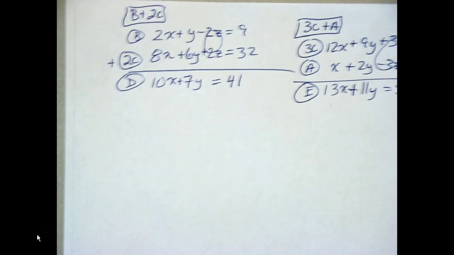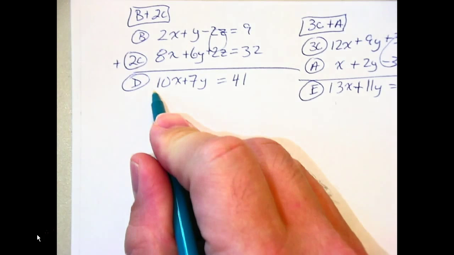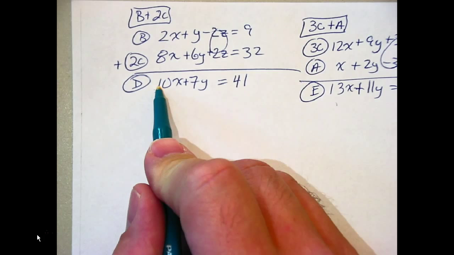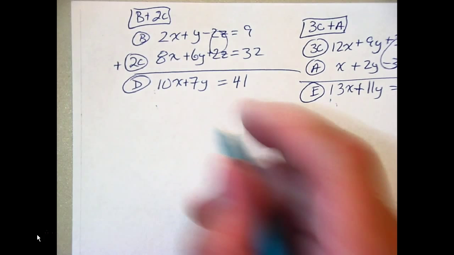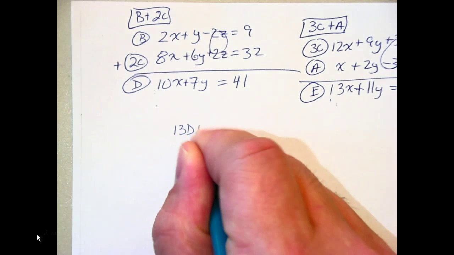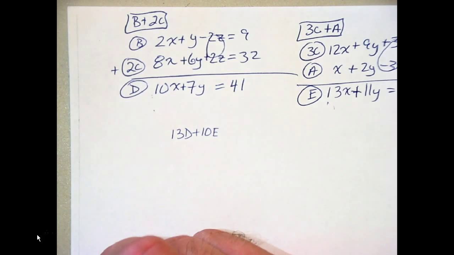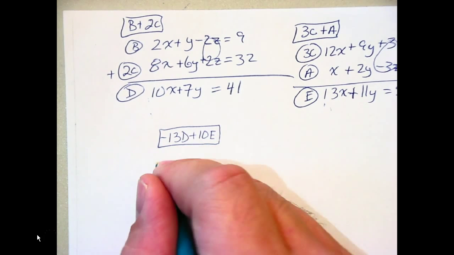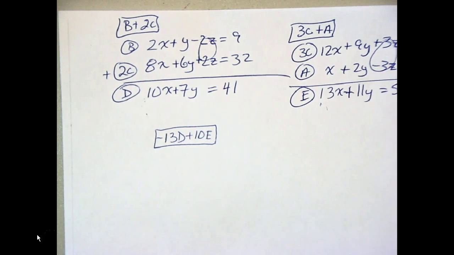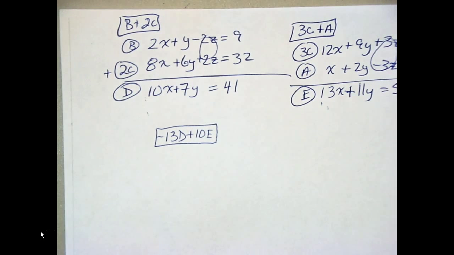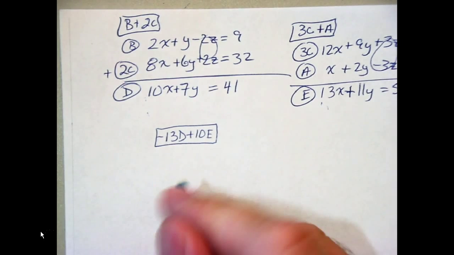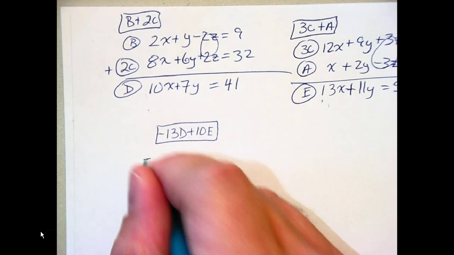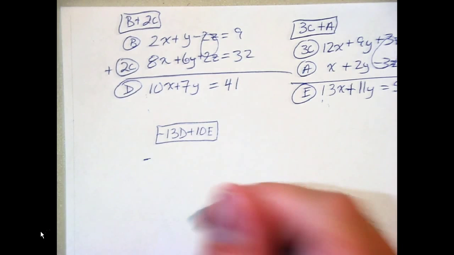Okay, so if we go 13D and 10E, okay, so negative 13D plus 10E. Sorry, man. That's what, maybe we should eliminate a different variable. My other class, it went a lot easier, but we used a different variable. Oh, that's all right. Hey, we're already into this one. Come on.